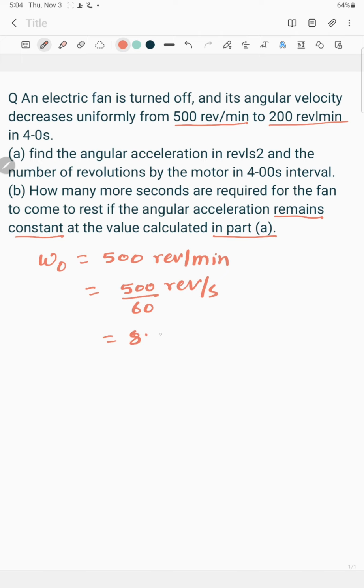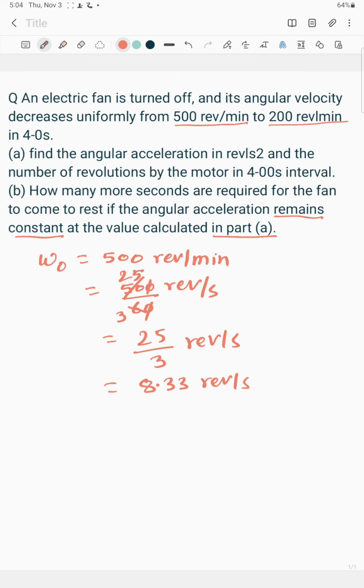So this will give me 25 divided by 3 per second. This is giving 8.33 revolutions per second. So this is the initial velocity of the electric fan.